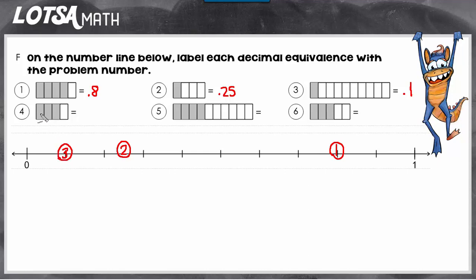Okay, let's look at number 4. Here we have 3/4, which is 75/100. Since this number line's in tenths, I'm going to have to find 7/10 and 8/10 and mark right in the middle for 75/100. So right here, I'm going to write a 4 to represent problem number 4.